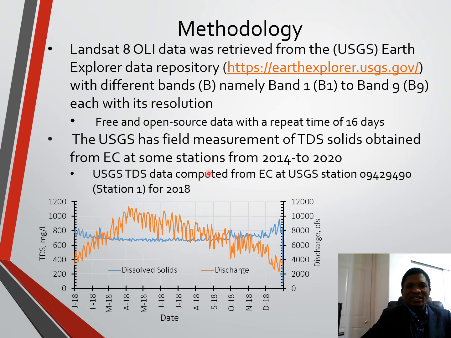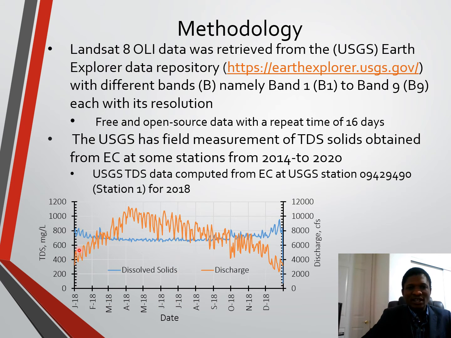So the USGS has field measurement of TDS data, as I showed in the previous slides. Out of the electrical conductivity measurements, we have the TDS data. For the purpose of this study, we focus on the station which is located above the Imperial Dam, as I mentioned, and then we have data on TDS for 2018.